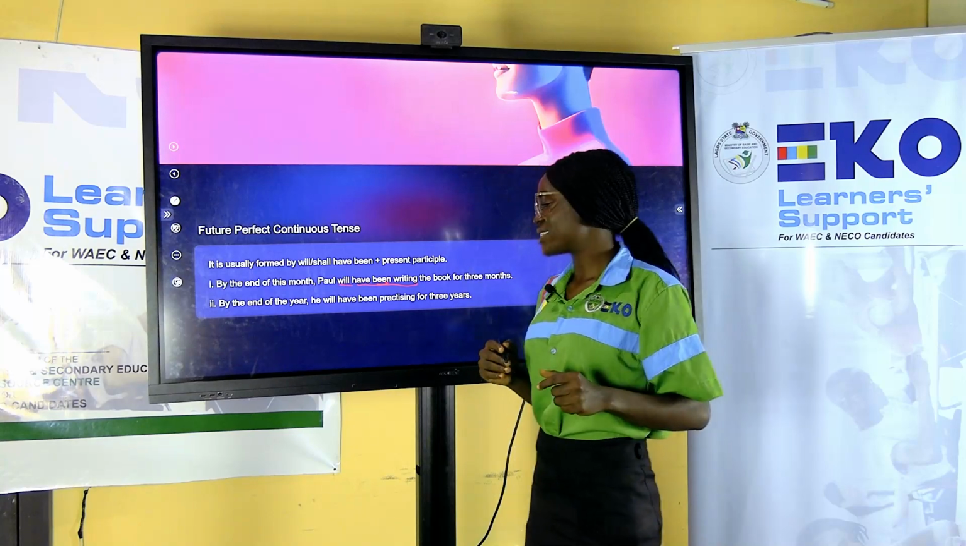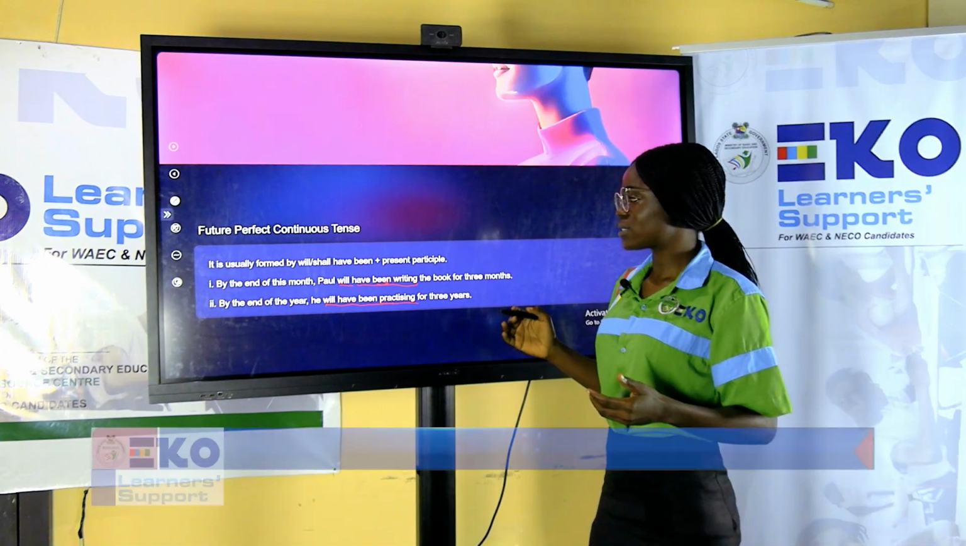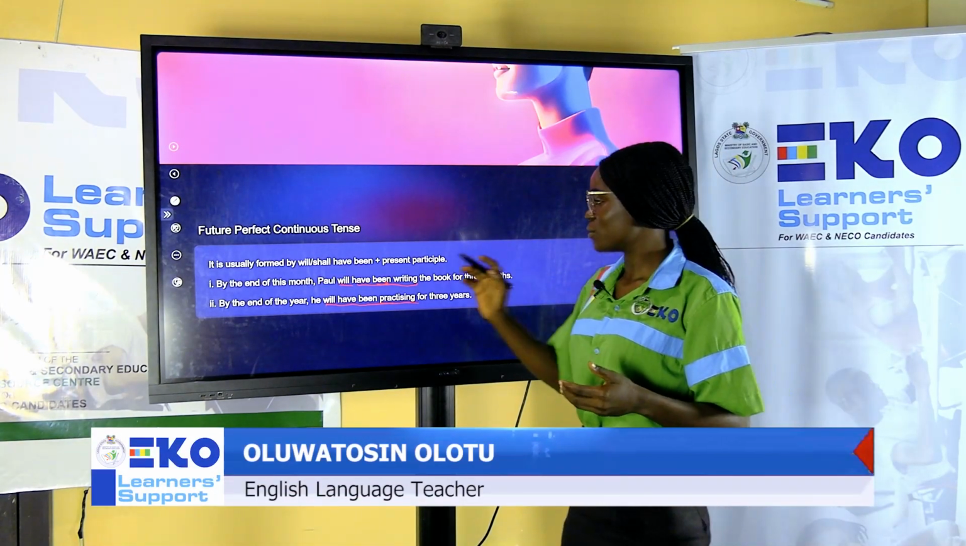And let's look at another example. By the end of the year, he will have been practicing. This makes it continuous tense, practicing. Will means future, will have been practicing for 3 years. And that is that. I hope this is very clear to you.